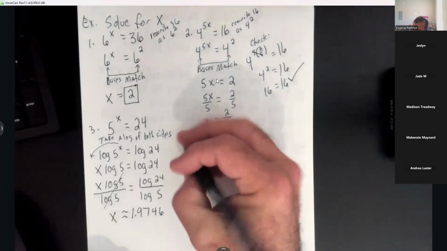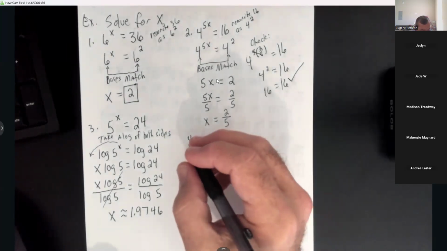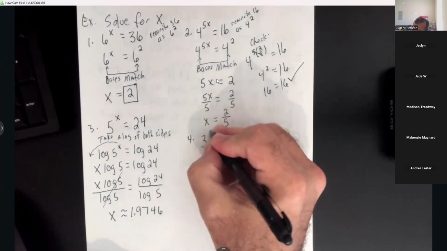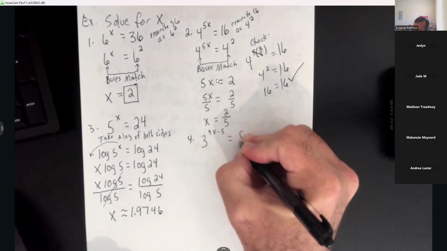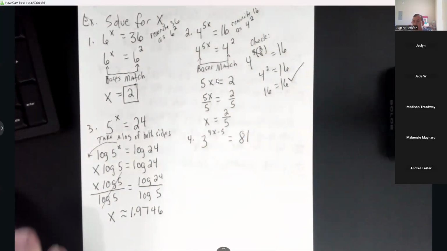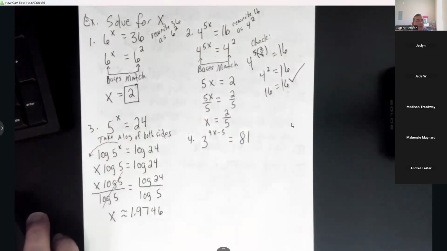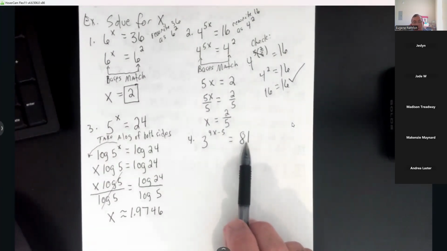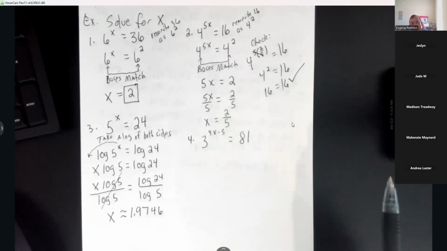All right, y'all, and that's the trick on these: can I rewrite it or can I not? So let's try this one. 3 to the 9x minus 5 equals 81. So let's ask each other, can we rewrite 81 as 3 raised to an exponent?